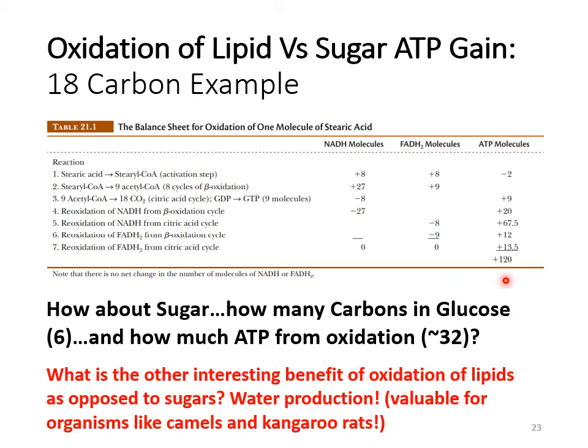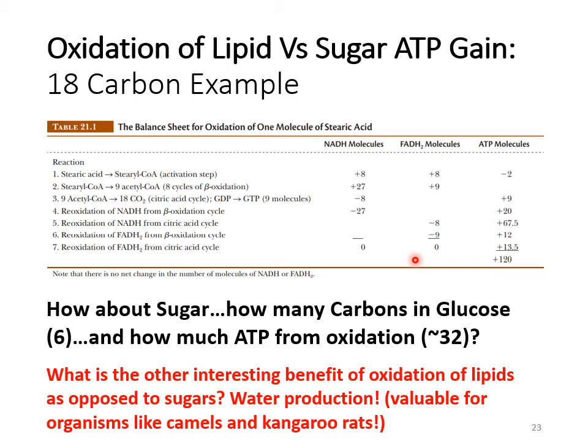Okay? And the other thing that I want you to gain from this is the other interesting benefit of oxidation of lipids. Not only does it give you more ATP than oxidizing the sugars, but water is produced in the oxidation of fatty acids. And that's very interesting in terms of the production of metabolic water, because this can be very useful for organisms that live in desert environments.